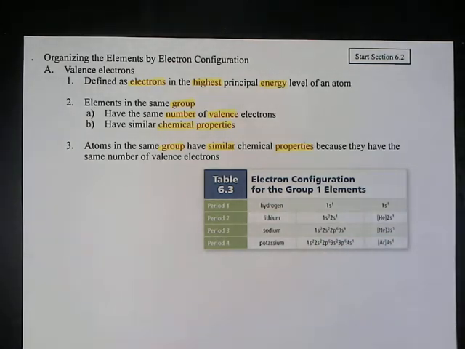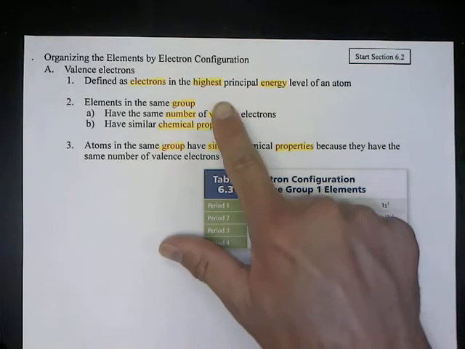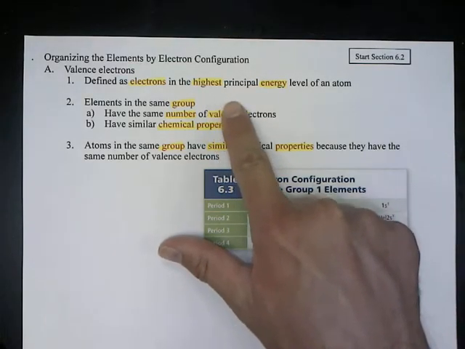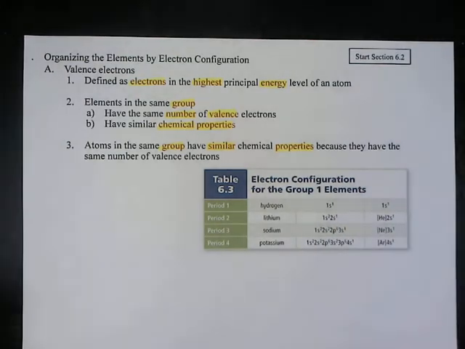So even though elements have the same number of valence electrons, it doesn't necessarily mean those valence electrons are in the same spot. As we go down the periodic table, the energy level of the valence electrons is going to increase.